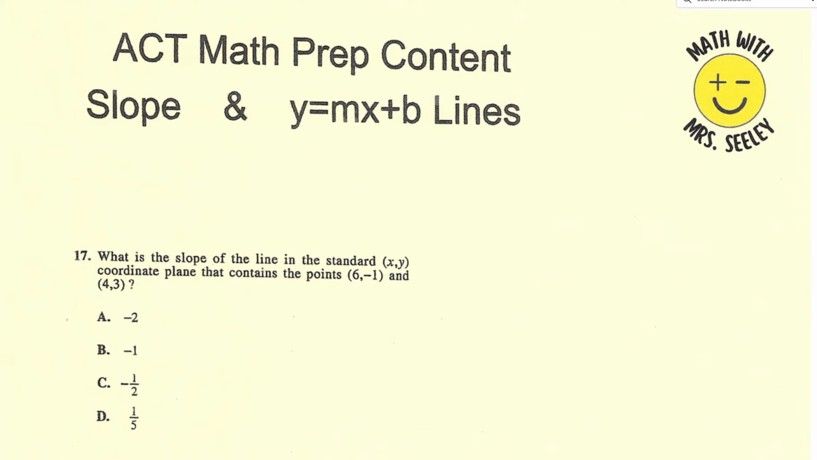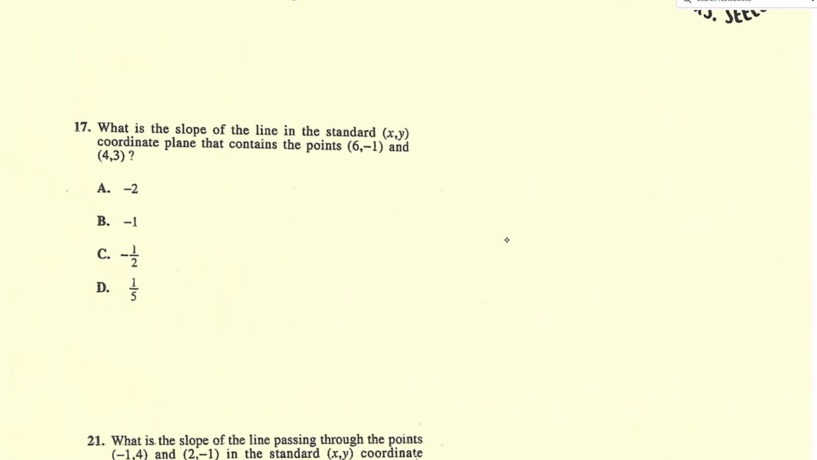Let's begin with this first question. The question says, what is the slope of the line in the standard XY coordinate plane that contains the points (6, -1) and (4, 3)?